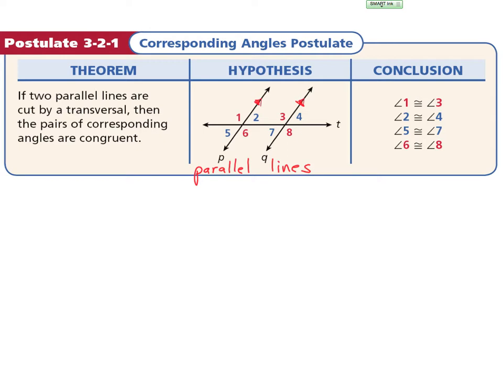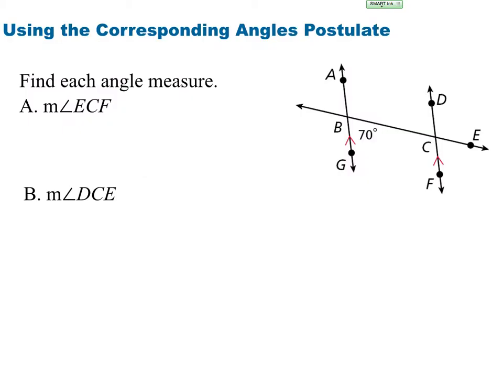Okay, done with that? Before we hit the other theorems, here's a diagram. So what would be the measure of angle ECF? 70 degrees, because the corresponding angle and the lines are parallel. So 70 degrees, corresponding angle postulate would support it. How about angle DCE? DCE, this angle.